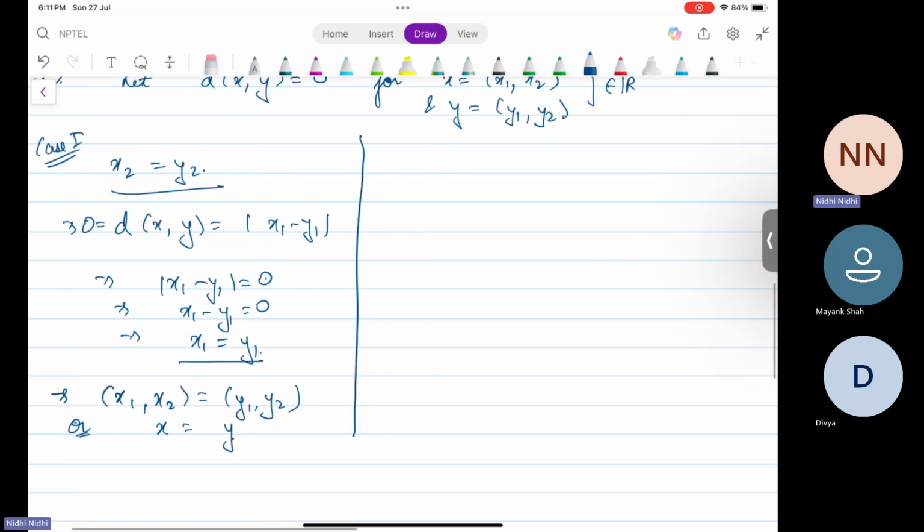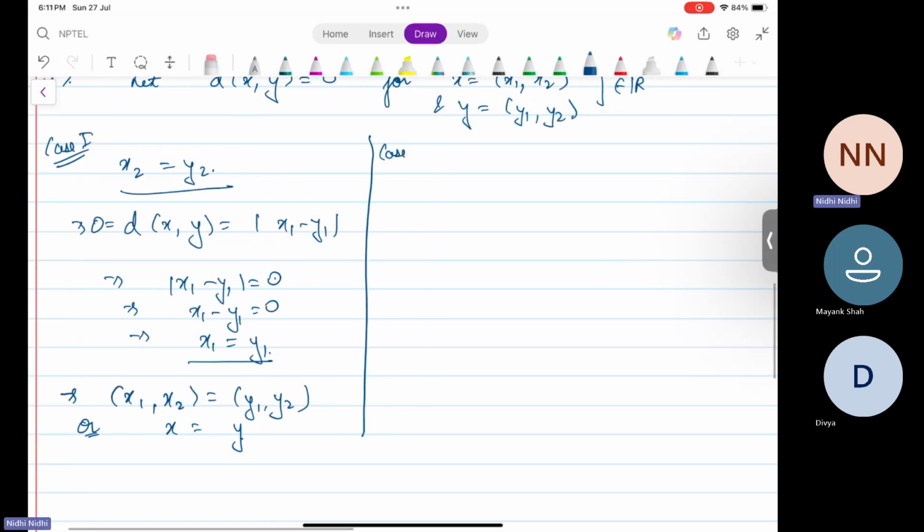Next, case 2, when x2 is not equal to y2.